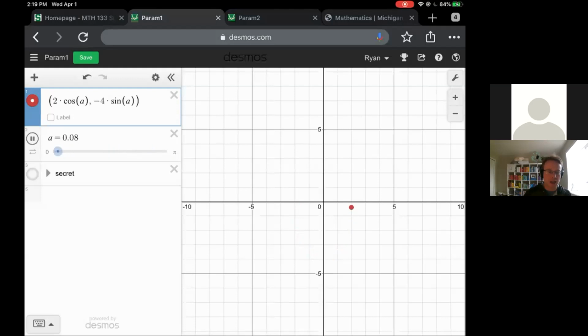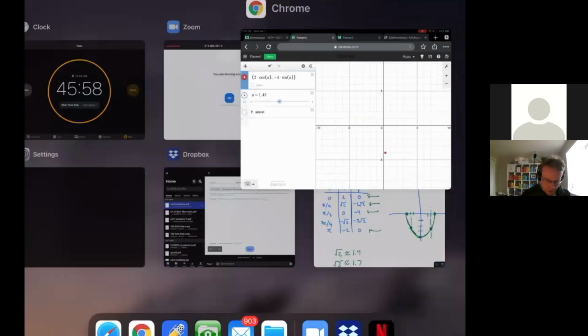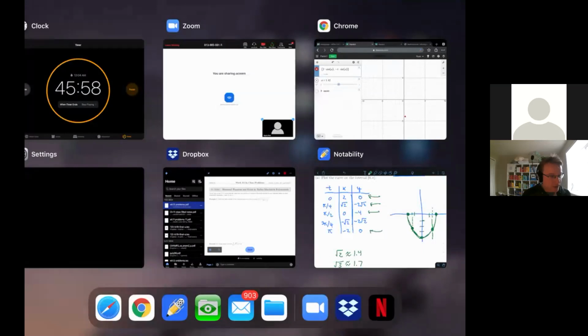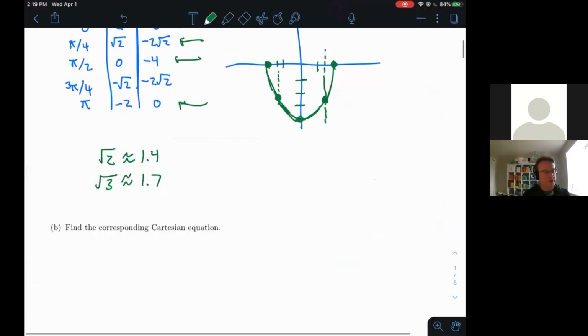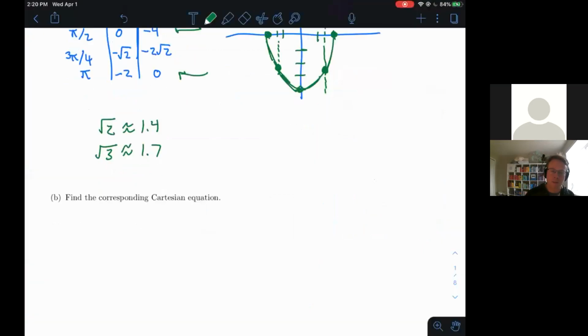As the time changes here, we seem to be mapping out some curve, but what is the curve that we're mapping out? Like I mentioned, this is part B. Find the corresponding Cartesian equation.